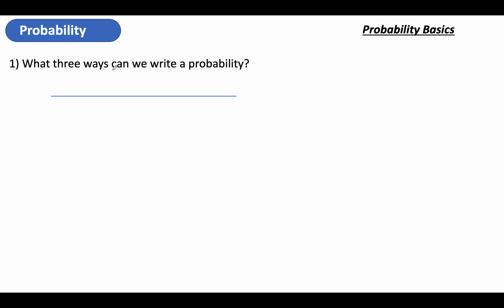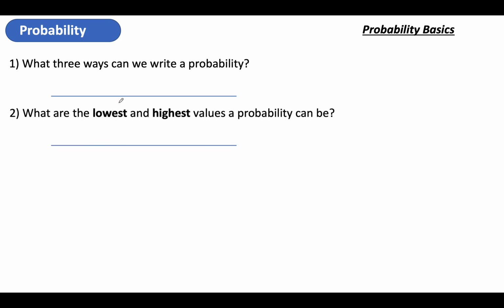Hi there, probability. So we're going to start off by just revising some basics about probability to make sure we've got those under our belt. And I'm going to pose you just a few questions. I'm going to get you to pause, just think of the answers, write them down, and see if they match with what I say. And so first of all, I want to know the three different ways that we can write a probability. And I don't mean words like unlikely or impossible or those kind of things. I mean actual values. So what three ways can we write the value of a probability?